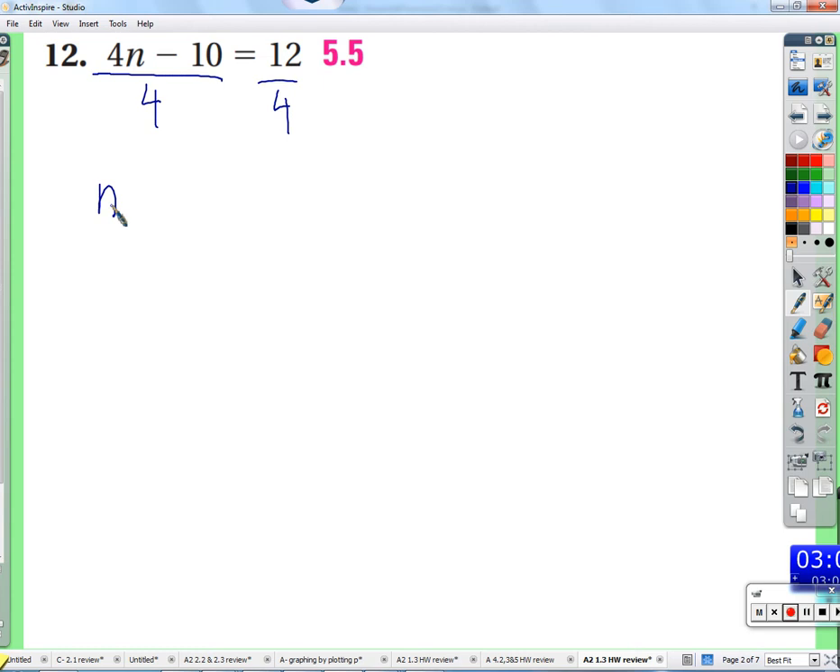We get n, right? 4n divided by 4 is n. Negative 10 divided by 4 is negative 5/2. This would be 6/2. We'll just leave it as 6/2 because you know what we're about to do. So, what do we do to get n by itself? Add 5/2. n equals 6/2 plus 5/2. We have a common denominator. 11/2.